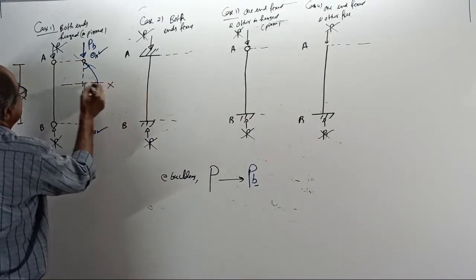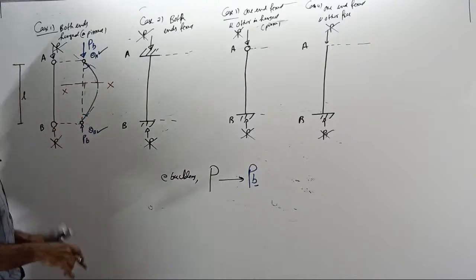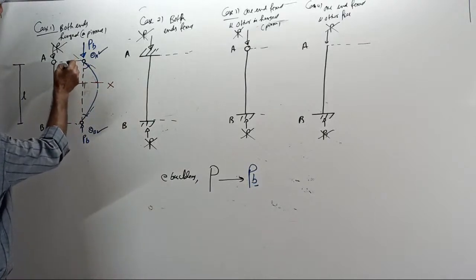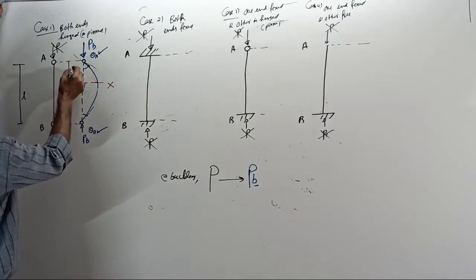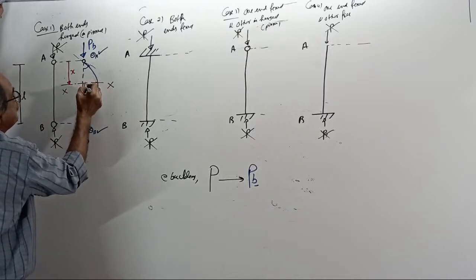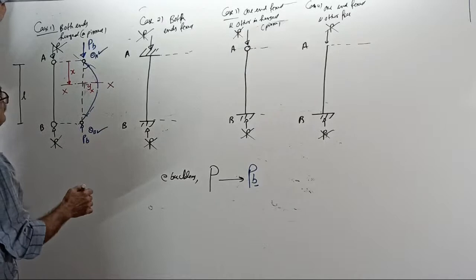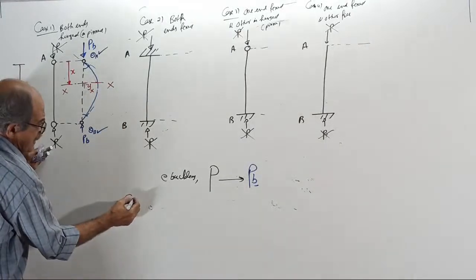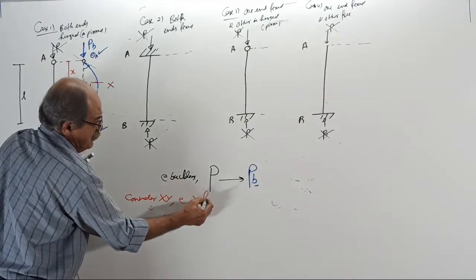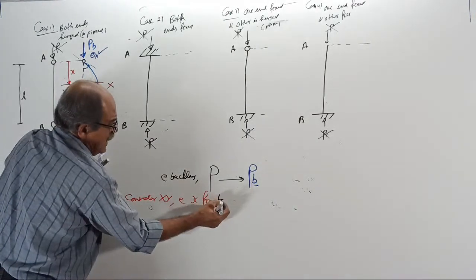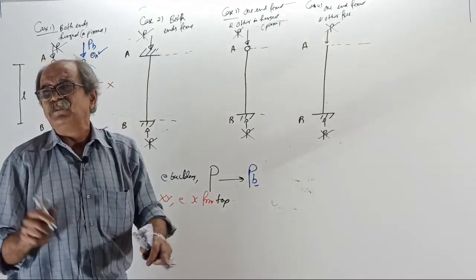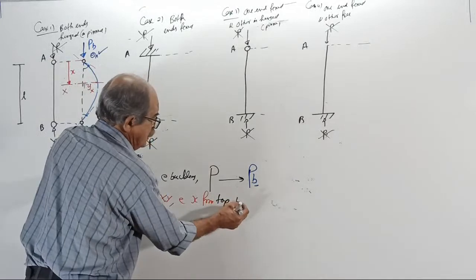Everywhere, section XX. I can take X from anywhere I want. In all the 4 cases, I will take X from here, from the top. Now, this is called deflection Y at X. Clear? Write a statement. Consider section XX at X from top. You can take X from top or bottom, the answer will come. One symbol, X from top, in my class top.